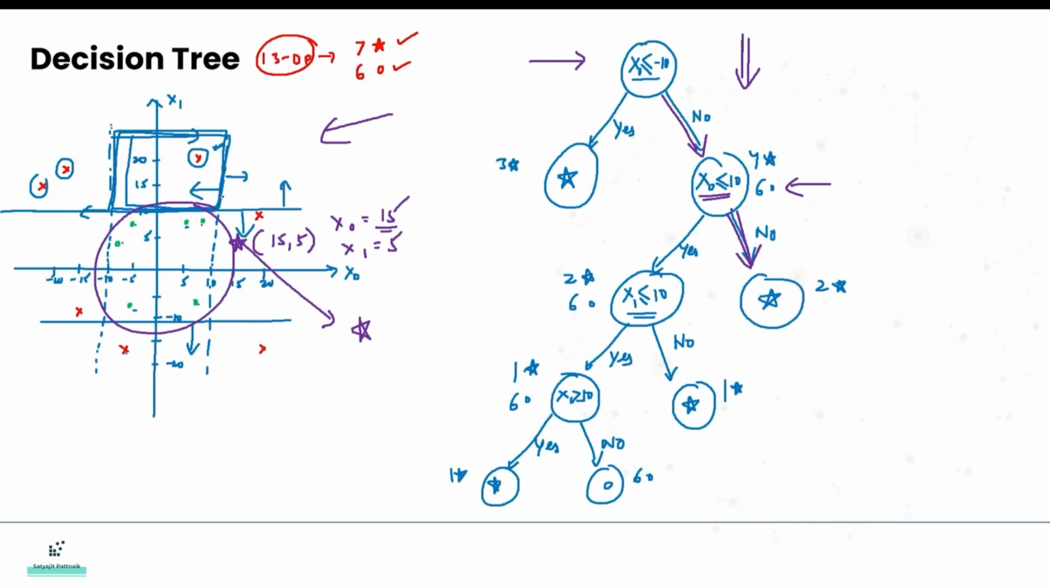Now what is the meaning of pure leaf? In this particular diagram, this is your root node, this is your leaf node, this is your leaf node, leaf node, leaf node, leaf node. And you can see each and every leaf node is pure. Why? If the data point falls here, it is star class. Data point falls here, star. Falls here, star. Falls here, circle. Falls here, star. That means it's a pure leaf node.